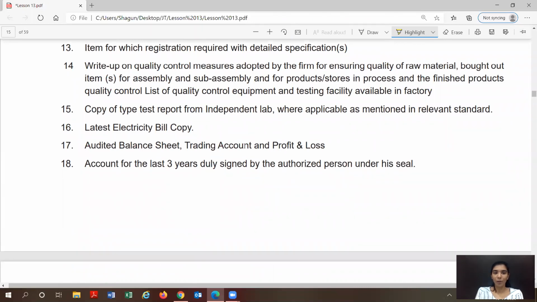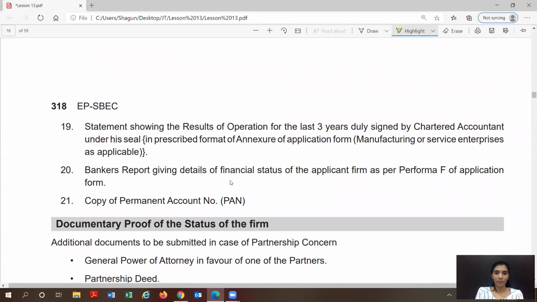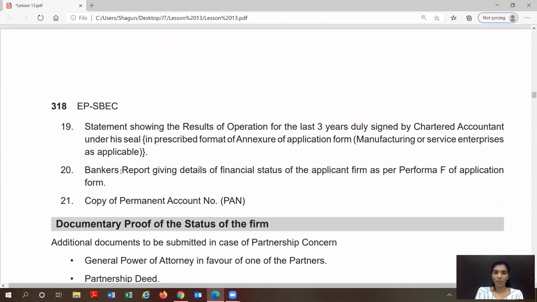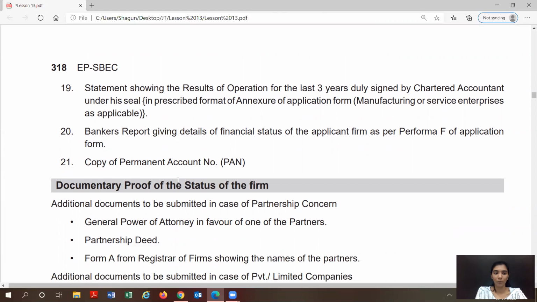Electricity bills hota hai, your balance sheet has to be there, your accounts have to be audited, your result of operations, bankers का एक report होता है, PAN card copy होता है, basic कुछ भी registration के लिए जब apply करते हैं जो documents required होते हैं.